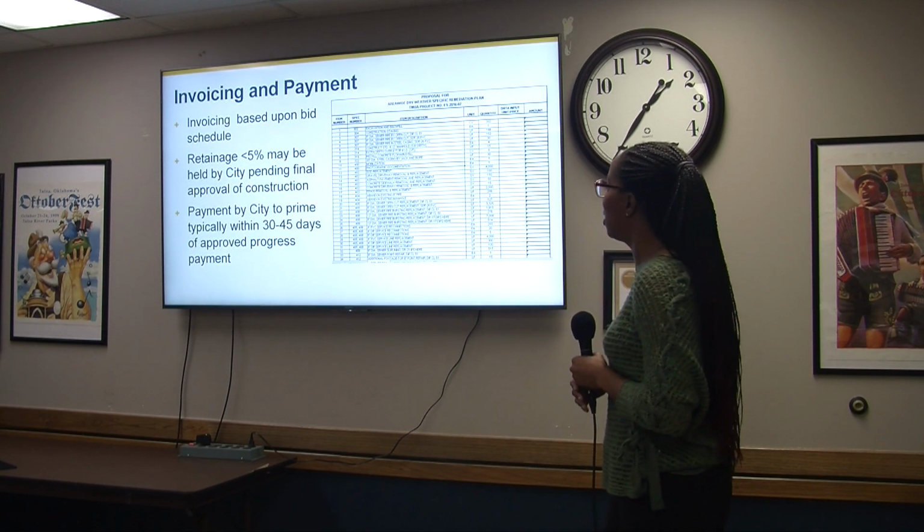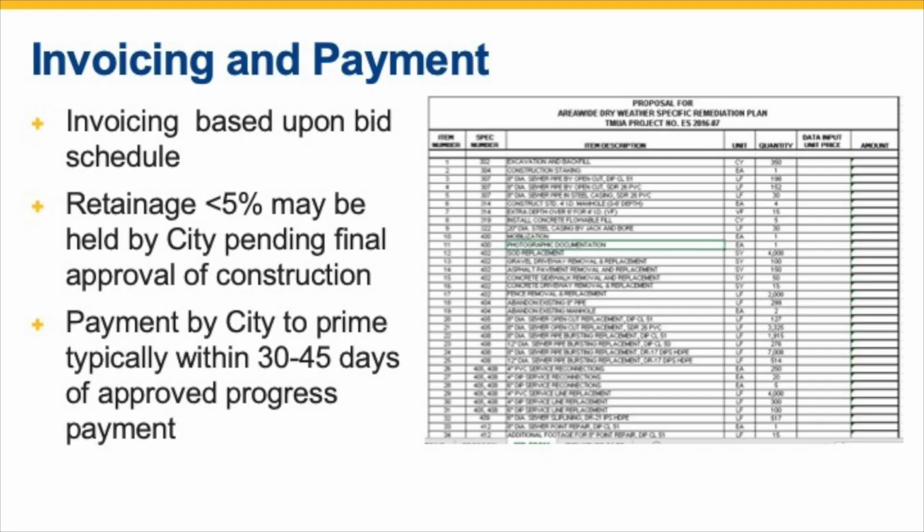So invoicing is based upon a bid schedule. So that's our line items. I mentioned that will also look like this on the proposal. So we're asking, well, it's not asking, it's a must. A retainage of 5% is held by the city pending the final approval of the construction project. That 5% is a surety, a bond, I'm gonna say assurance, an insurance. So once everything is done, we then, well, hold on, I'm jumping the gun.